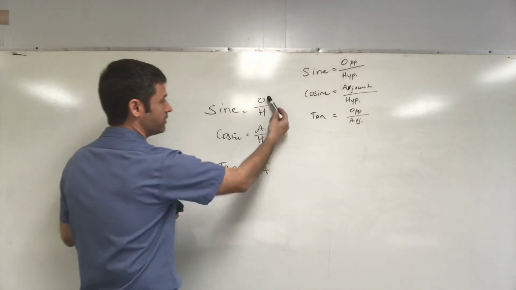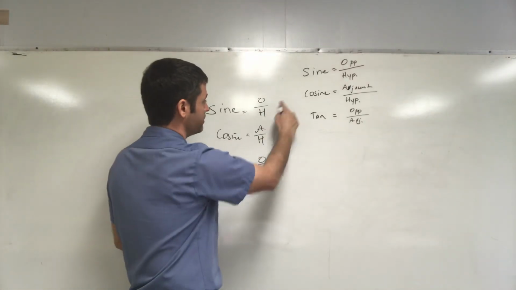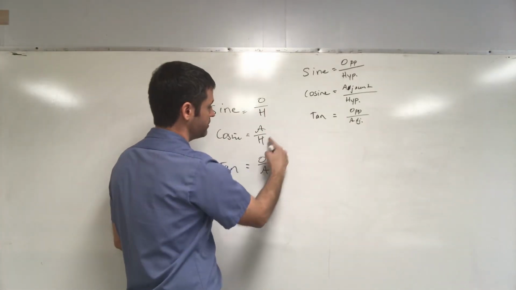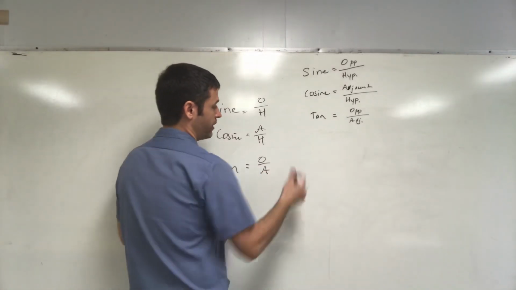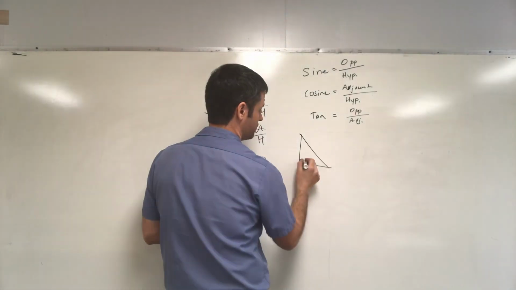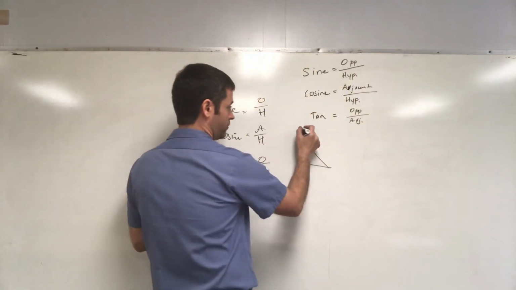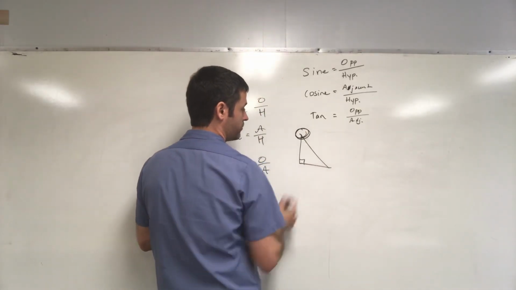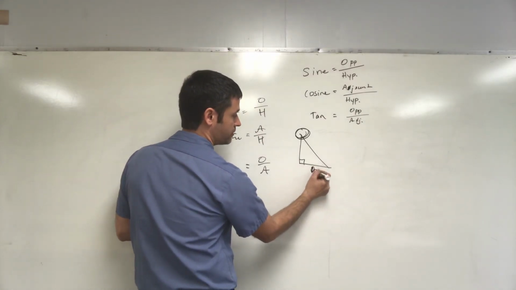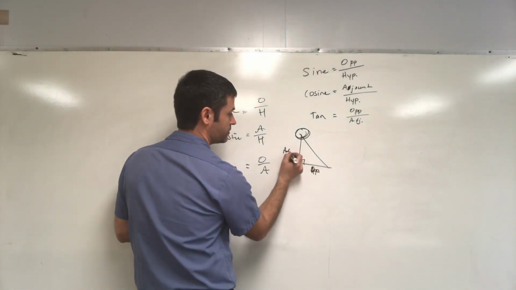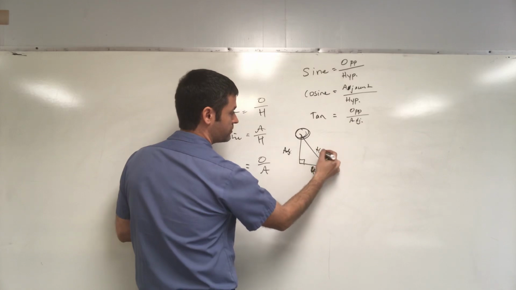Again, these letters just stand for opposite hypotenuse, adjacent hypotenuse, opposite adjacent. Remember in your head this picture. If you're talking about this angle, if this is the angle you're concerned about, then this is the side that's opposite, this is adjacent, and this is always hypotenuse.